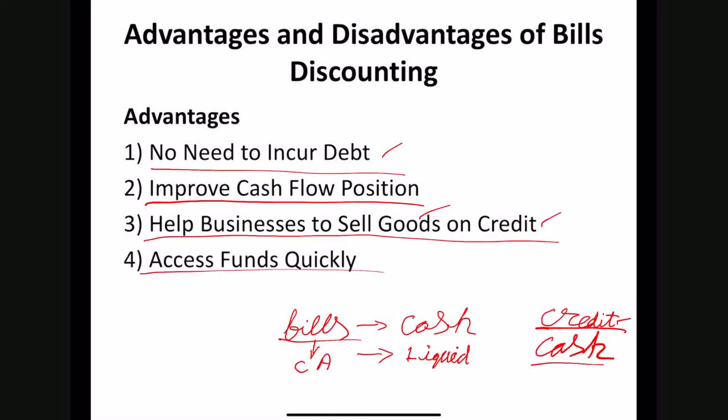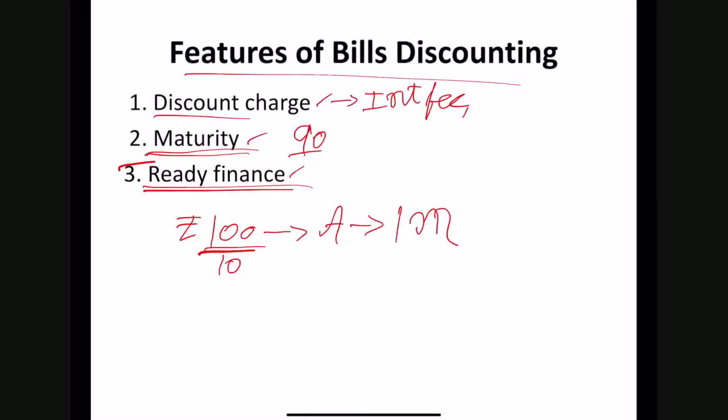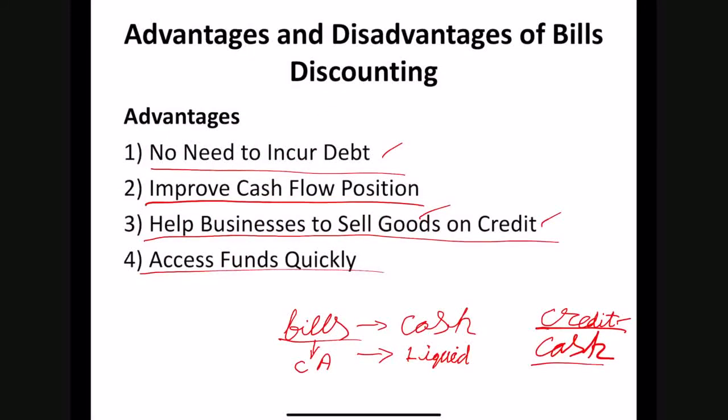Next, access funds quickly. As I said, ready finance is one of the features of bills discounting. Bills discounting is very fast. The bank will credit the amount of the bill to his account within 72 hours. It is a very speedy way of financing compared to any other means of financing.